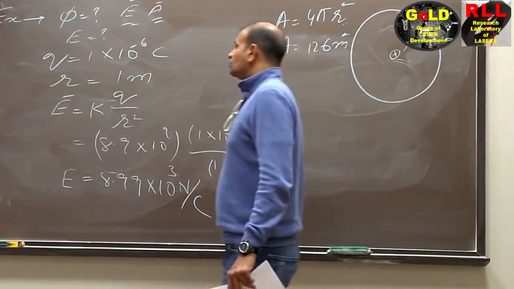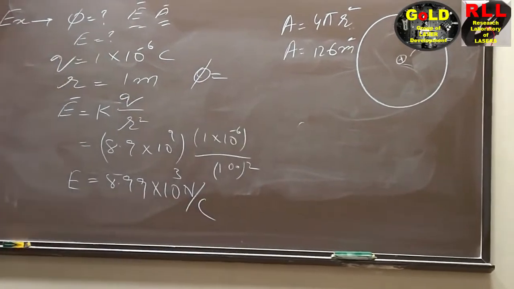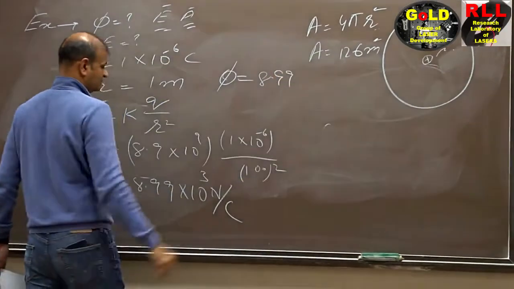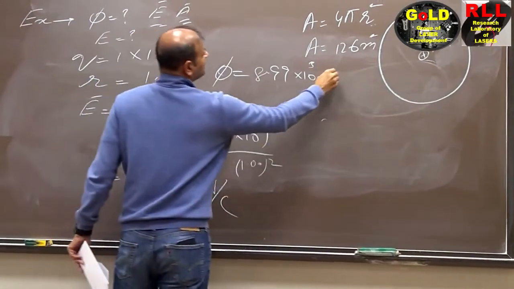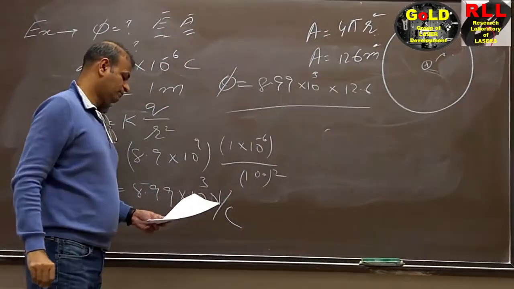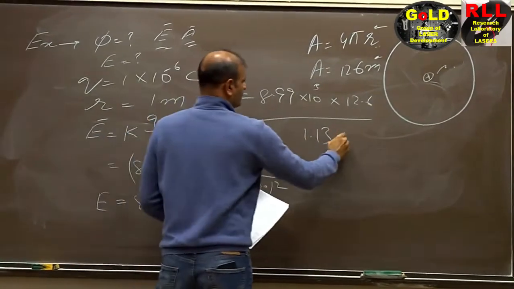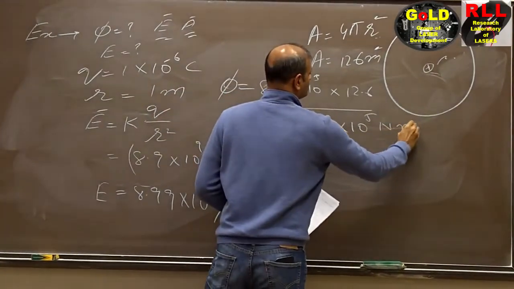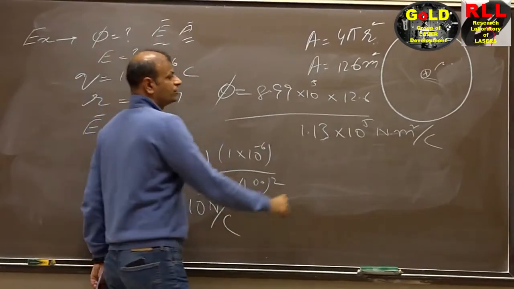Okay, so now the question is very simple. You know this value, 8.99 into 10 to 3, and multiply 12.6, and that would give you the flux, which is 1.1375 into 10 to 5 Newton meter square per coulomb. Okay.